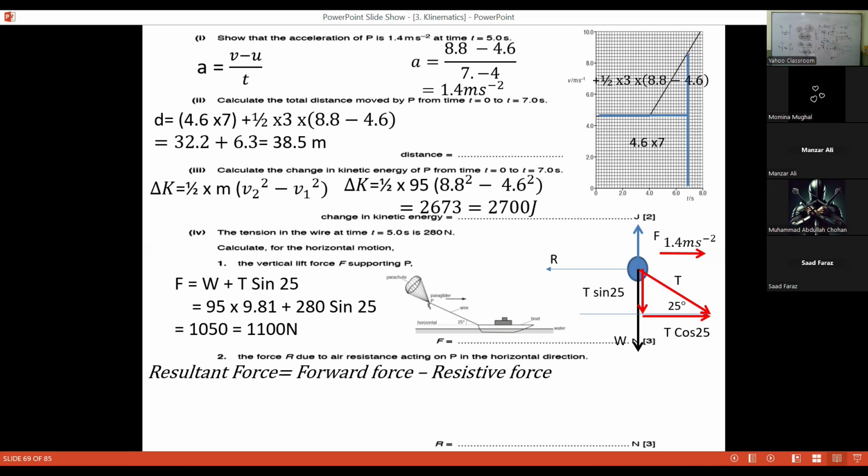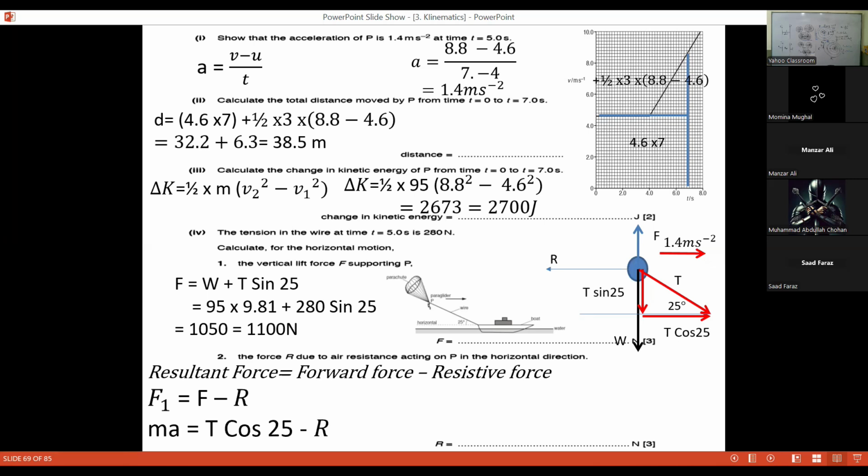Forward force will be T cos 25. Resultant force will be MA because it is accelerating. Using this concept, I find the value of resistive force R, or you can call it F as well. F1 will be equal to MA.